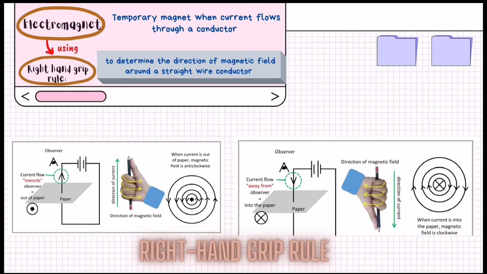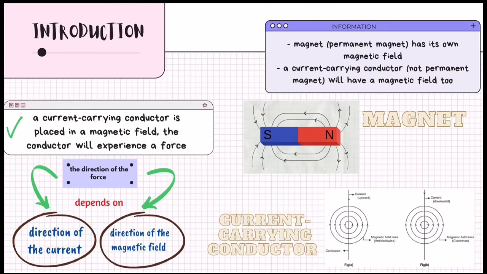Firstly, we need to grip with our right hand to determine whether the direction of the magnetic field is clockwise or anti-clockwise. For thumb up, the current is upward, so the direction of magnetic field will be anti-clockwise. For thumb down, the current is downward, so the direction of magnetic field will be clockwise. Next, we can continue to this chapter.